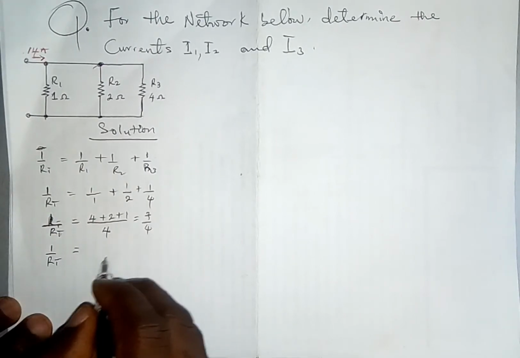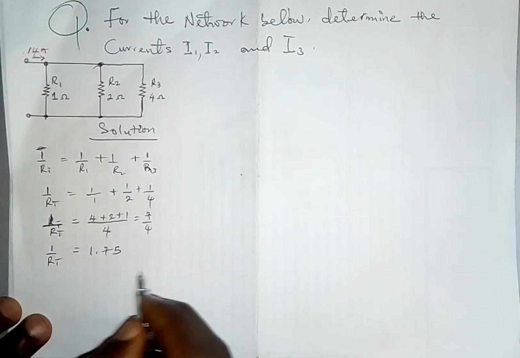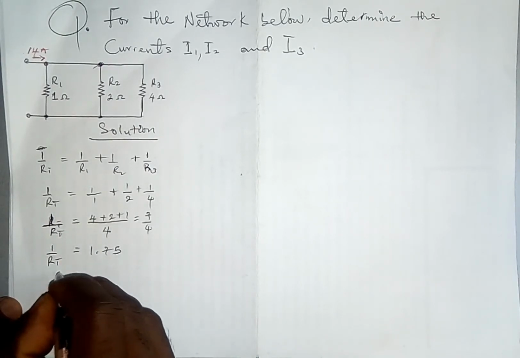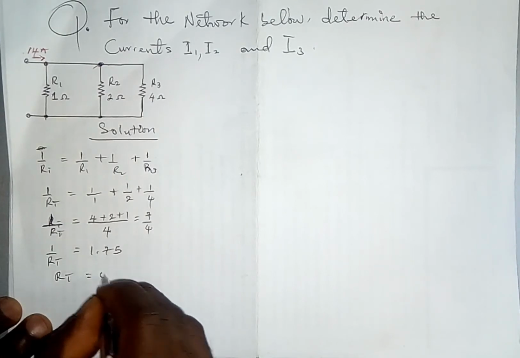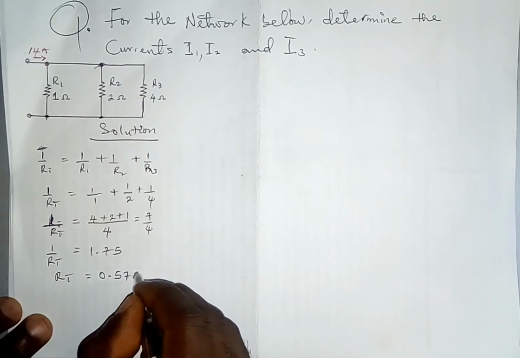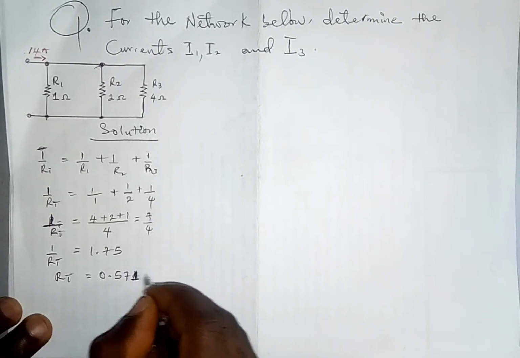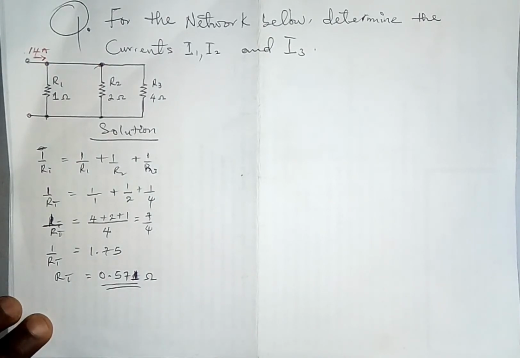By finding the LCM, 1 over RT is equal to 1.75. By the time we take the reciprocal of this, our RT will finally give us something around 0.571 ohm. So that is really the value of our RT.